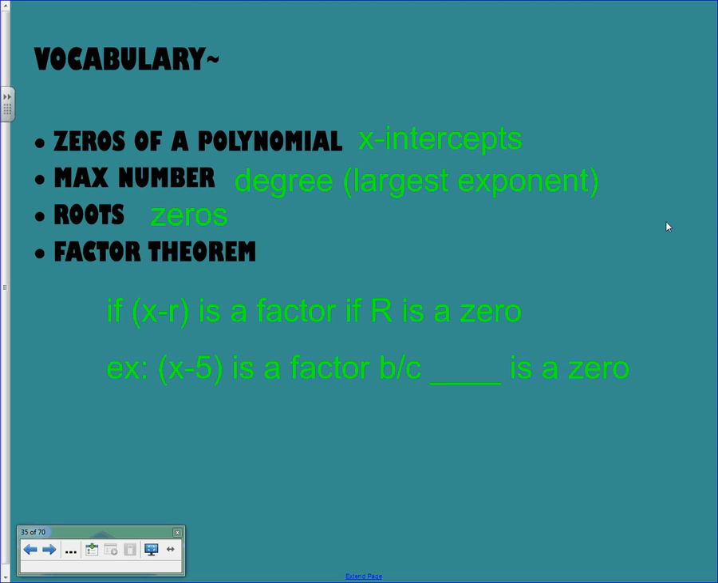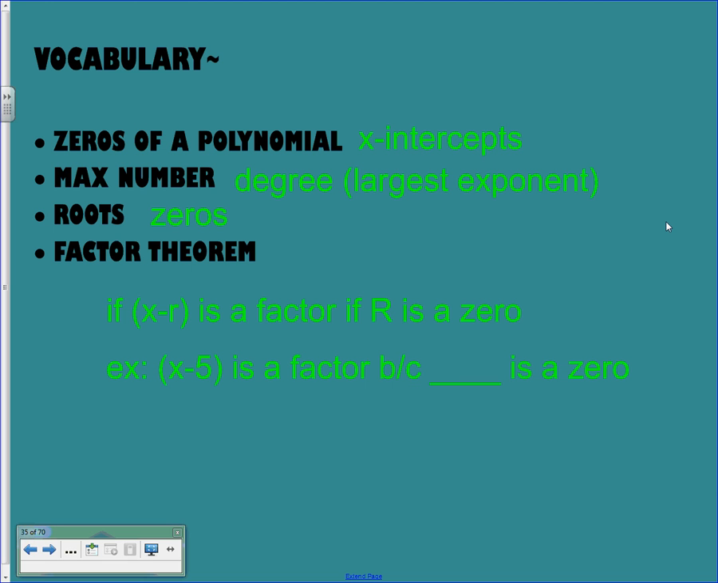The maximum number of zeros we are going to have is based on the degree, which again is the largest exponent. So if it's a third degree, the most zeros you're going to get is 3. Fourth degree, 4, etc. The roots, sometimes they'll use roots interchangeably, which just means the zeros, again, which is the x-intercepts. So zeros, roots, x-intercepts all mean that you're trying to find where it crosses the x-axis.